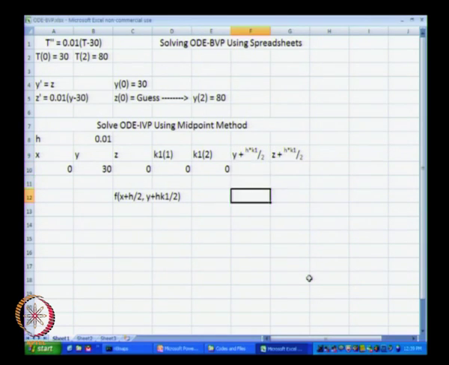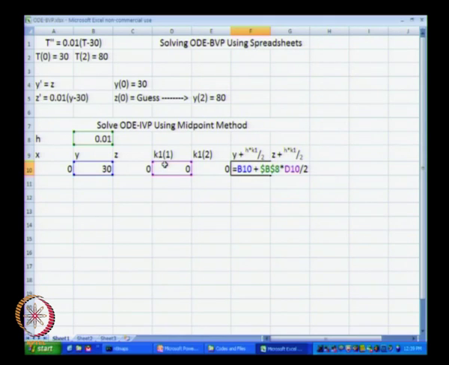Okay. So, this is what we need for the computation of this function value. This is going to be equal to y plus h multiplied by k1 1 by 2. And we will put the dollar signs. This is what we have been doing all throughout. The h value does not change. So, instead of having B8, we are going to have $B$8.